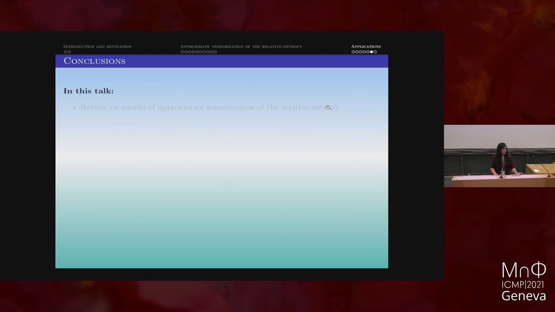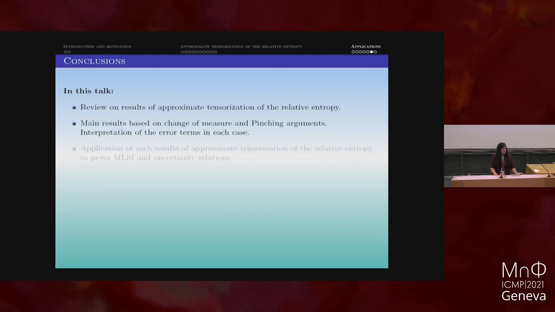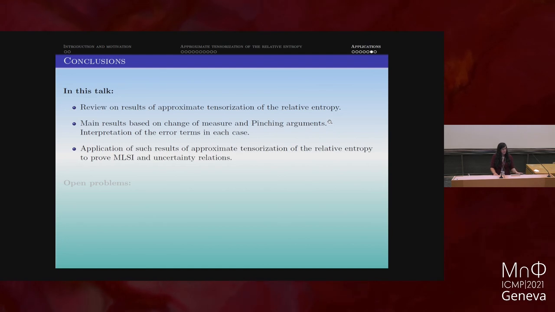So just to conclude, let me say that what we did here was to review some results of approximate tensorization of the relative entropy. The main results presented in this project had to do with techniques of change of measure and some pinching arguments. What we did was to briefly interpret the error terms in both cases. And finally, I just mention that there are applications of such results of approximate tensorization in different contexts, like proving some functional inequalities or for uncertainty relations.